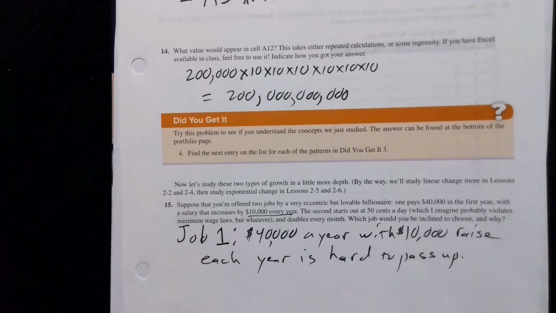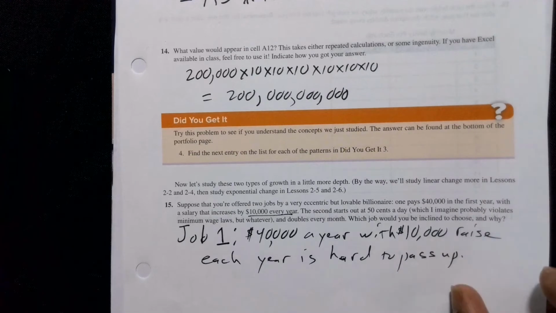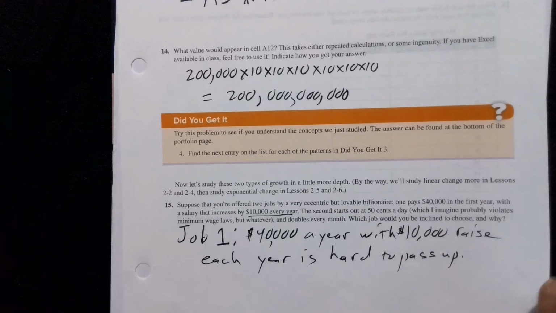Now that would be my reasoning. Now your reasoning may be a little different. I'm not saying that this is correct, but I'm just saying initially if I just looked at it and didn't have time to calculate it, the $40,000 would sound more attractive.